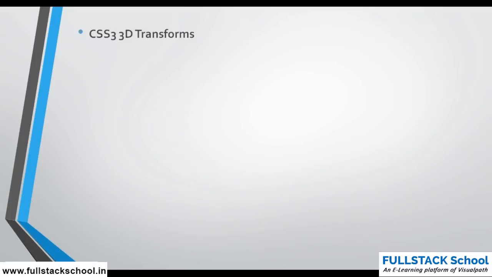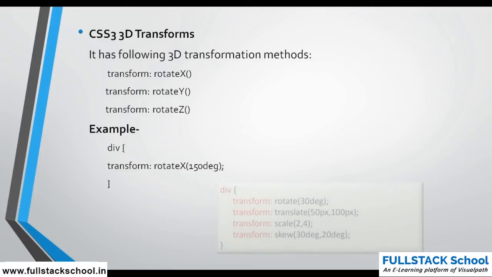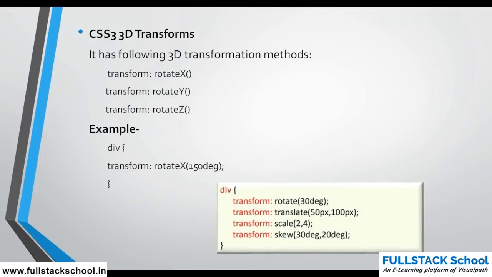Next, we'll see CSS3 3D transformation. It has the following 3D transformation methods like rotateX and rotateY, x-axis, y-axis, then rotateZ, z-axis, which gives the 3D look. For example, transform rotateX 150 degree. To make it 3D, you can give the accurate values.